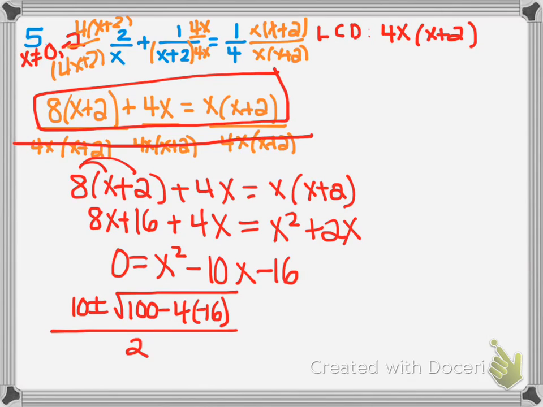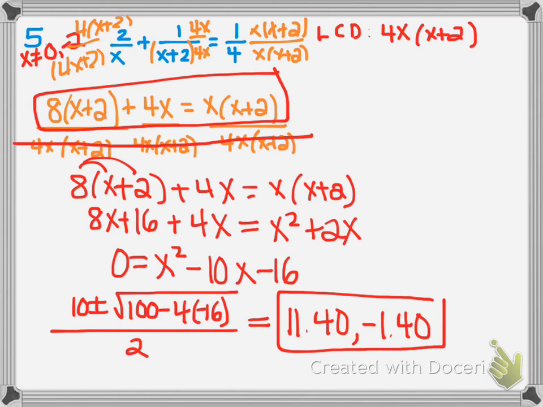So this actually simplifies into 11.40 and negative 1.40. It's ugly, it's something that we had to round, but this is allowed as the answer. And you are just rounded to decimal places. And this last thing to note is that up here in our domain restriction, we didn't get 0 or negative 2, so these answers are correct and are okay.